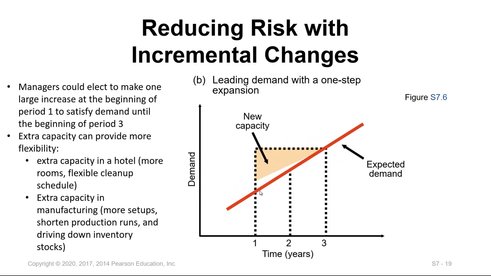Upper management could make a decision to make one large increase at the beginning of period 1 to satisfy demand all the way until the beginning of period 3, which in some cases could be beneficial, providing flexibility to maintain machines, have time to set up machines, change the product, and run short production runs. In service, it can provide additional time to perform other tasks and services with flexible schedules. For example, more rooms in a hotel will provide a flexible cleanup schedule.